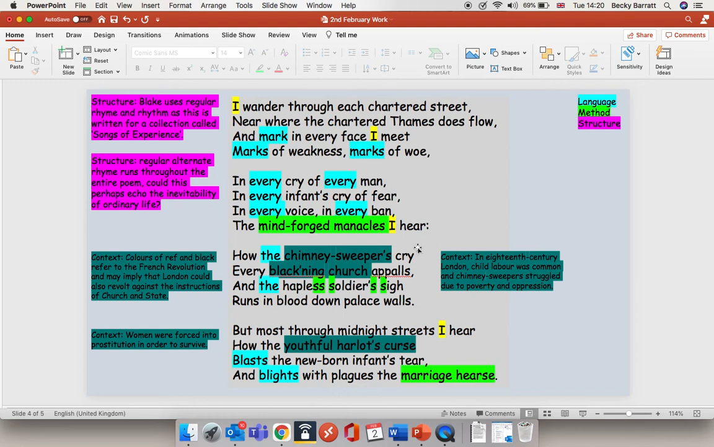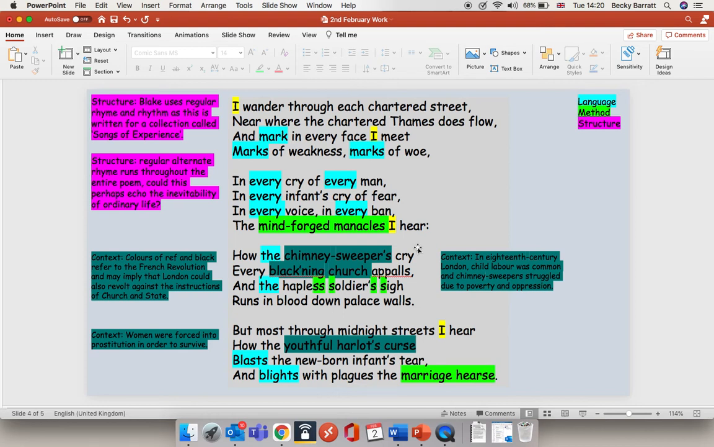And this could symbolise the inevitability of ordinary life. So it's repetitive, it's predictable. You know that in every stanza that's the way it's going to be. So that could be symbolic of the way that life was like then and how it was represented.